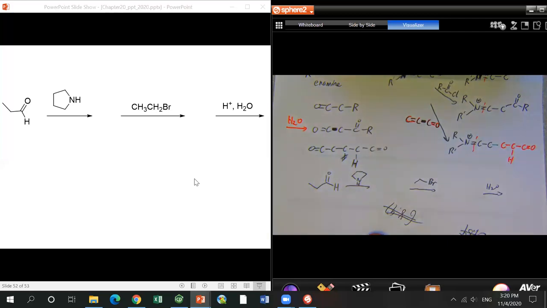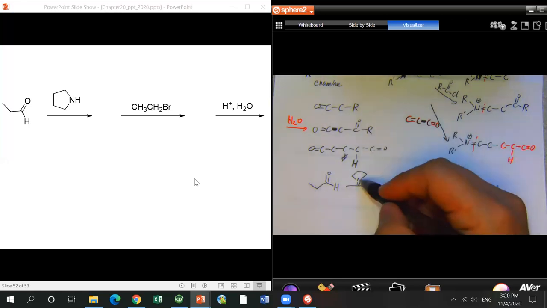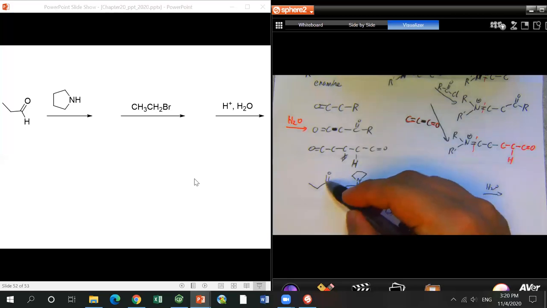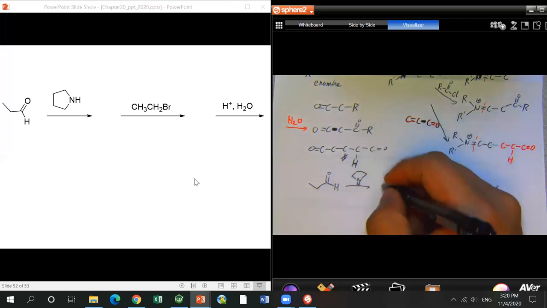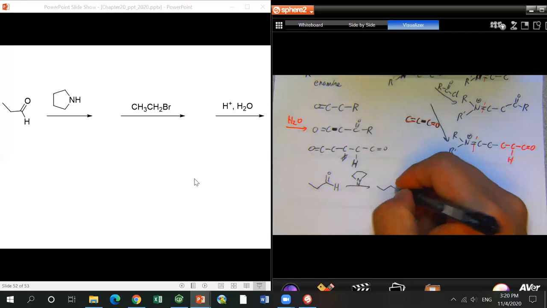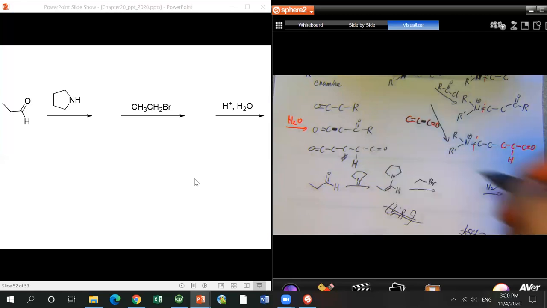So the first step is the reaction we learned in chapter 18, how to build up enamines. The enamine is not hard: build a bond between the nitrogen and the carbonyl carbon, and then there is a C=C bond between these two carbons, the alpha carbon and the carbonyl carbon. So that's what we know as the enamine.